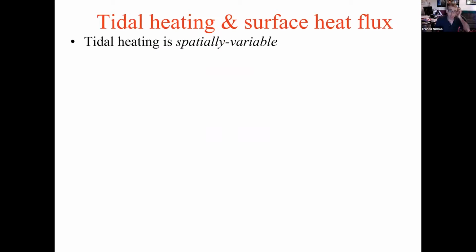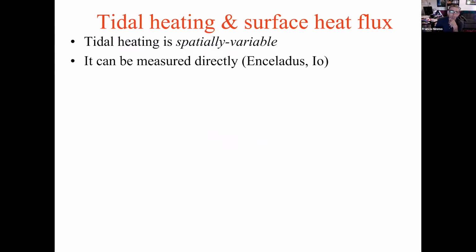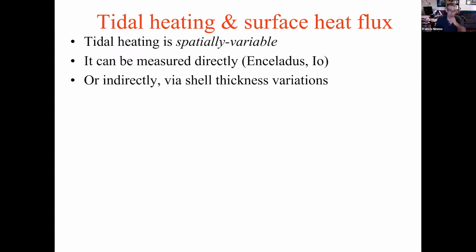I've talked a little bit about tidal heating, and an important point is that tidal heating is spatially variable. That means that different places on the surface experience different amounts of tidal heating. Somewhere like Enceladus, we can actually see the heat coming out, so we can look for that spatial variation. But even if we can't measure it directly, we can use inferences to get at it. In particular, if there's a lot of tidal heating, you'll get a thin ice shell, and if there's less tidal heating, you'll get a thick ice shell.